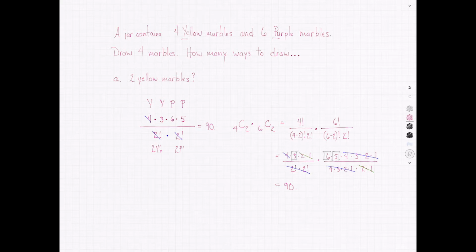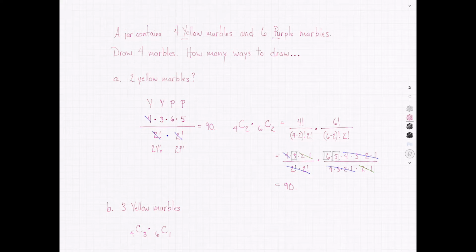Let's do one more here, B. Part B is 3 yellow marbles. I'll write it out. You could do this as 4, and we need to choose 3 of the yellows, times of the 6 purples, we need to choose 1. And put that together, we'd get our results.